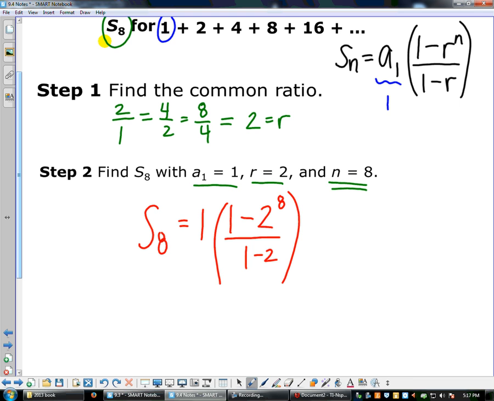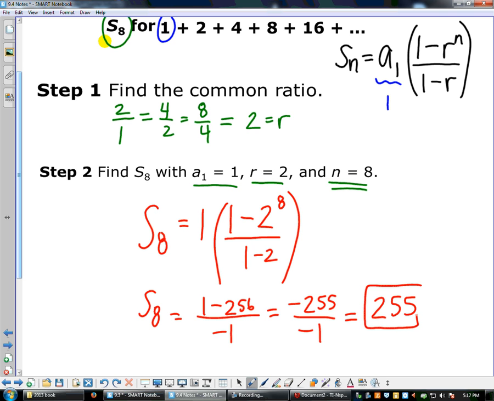To clean this up a little bit, a factor of 1 out front, 1 times something is not going to change its value. So we can say that the sum of the first 8 terms is really equal to 1 minus 2 to the 8th. Well, 2 to the 8th is 256. And in the denominator, 1 minus 2 is negative 1. So if I want to simplify this, 1 minus 256 is really negative 255. And if I divide that by negative 1, it's telling me that the sum of the first 8 terms is equal to 255.